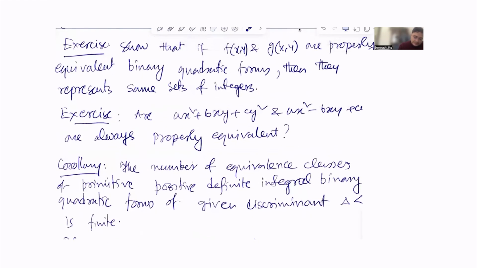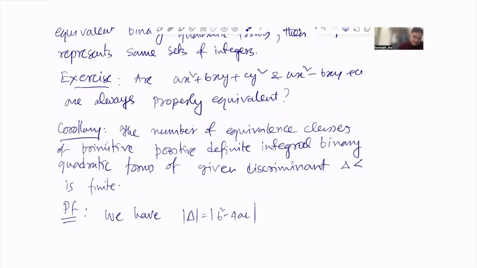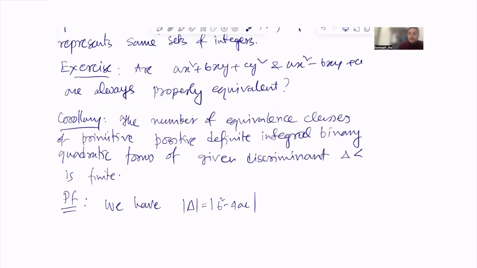I gave you two exercises. If two forms are properly equivalent, they represent the same set of integers. And I asked a question that appeared during the proof: whether ax² + bxy + cy² and ax² − bxy + cy² are properly equivalent or not. So the number of equivalence classes of positive definite integral binary quadratic forms of a given discriminant is finite. Okay, so the number of these equivalence classes.